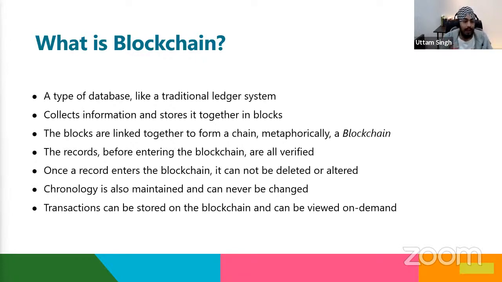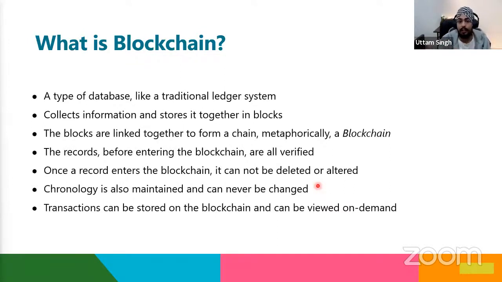And these blocks are cryptographically linked together to form a chain. That is why it is called blockchain. And these records are all verified before entering into the blockchain. There are miners who are mining it, keeping all your records and putting them into the block. And once a record enters into the blockchain, it can never be deleted or altered. So blockchain is immutable, right?